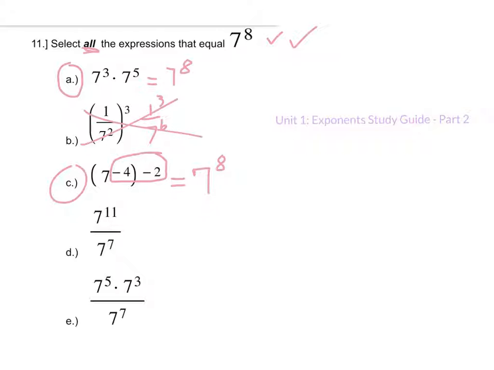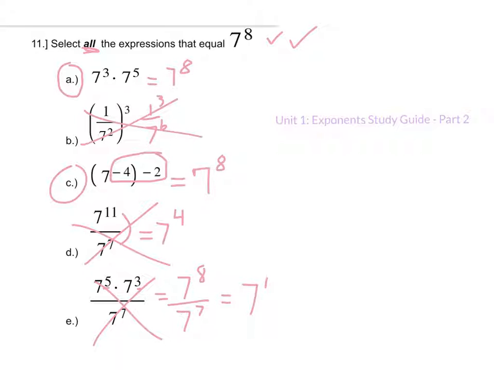For letter D, it's quotient of powers, where you keep the base and subtract the exponents. This would end up being 7 to the 4th power. So choice D is not an answer. And finally, choice E, in the numerator, we would keep the base and add the exponents. And then we'd have to keep the base and subtract the exponents. So choice E does not equal 7 to the 8th power. So only A and C for number 11.